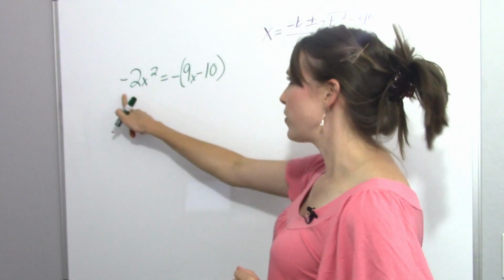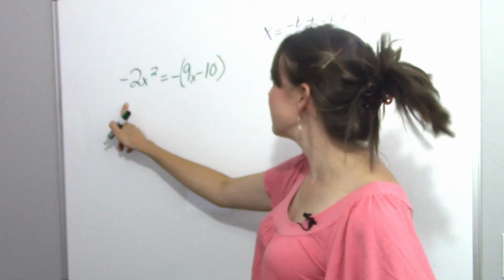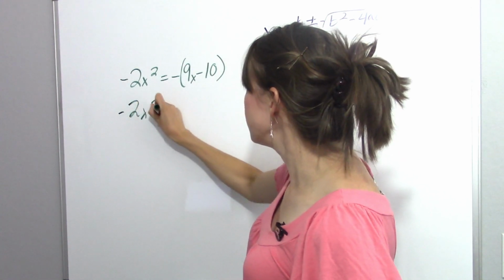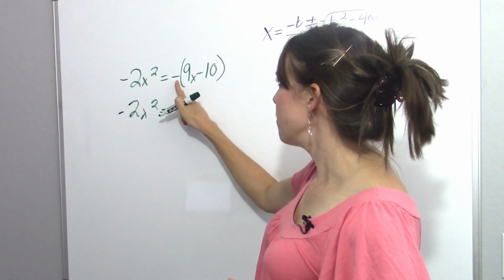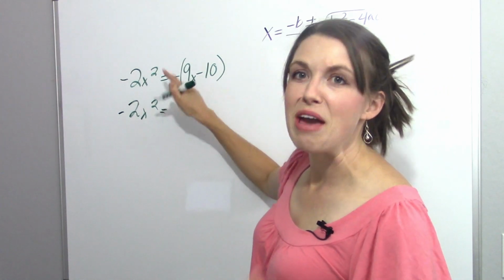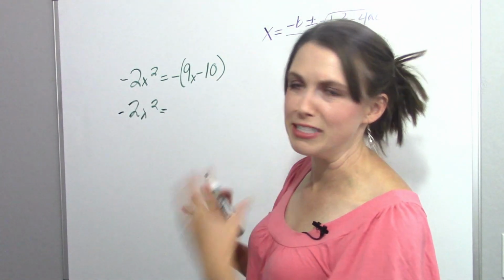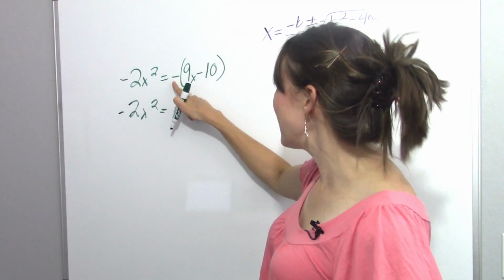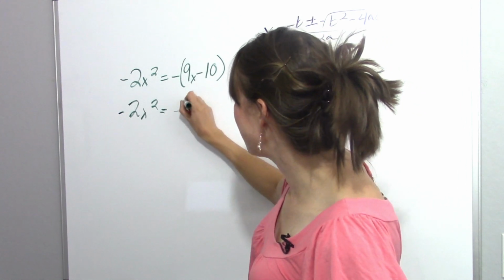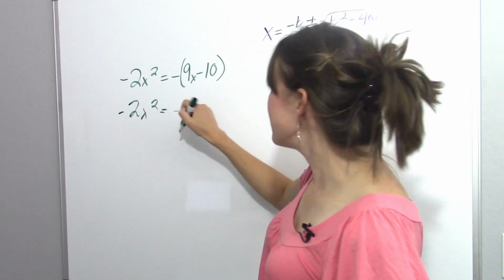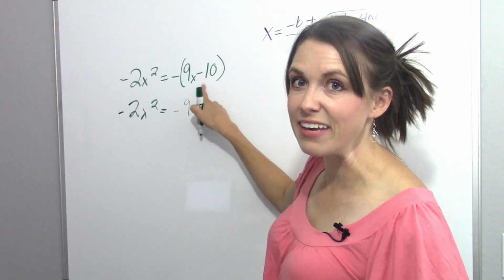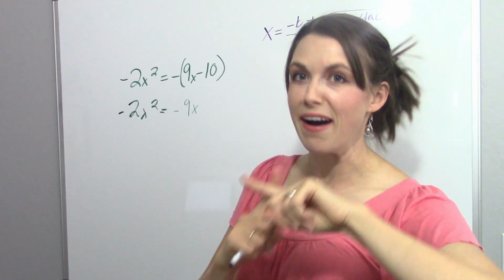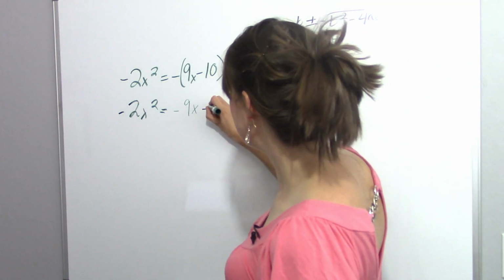So the first thing I'm going to do, I can just leave this over here by itself, that's fine. And I'm going to take, so I'll just go negative 2x squared equals, I'm going to take this negative and put it into my equation here. So negative, so it could be negative 1. So negative times 9x is just going to be negative 9x. And then we have a negative times a negative. And remember, when you're multiplying two negatives together, it turns it into a positive. So I have plus 10.